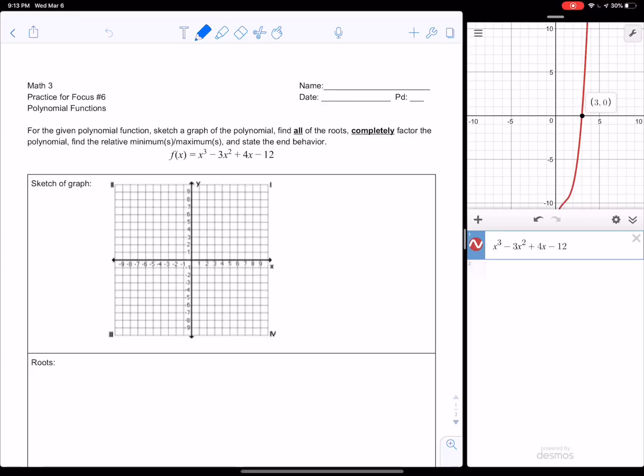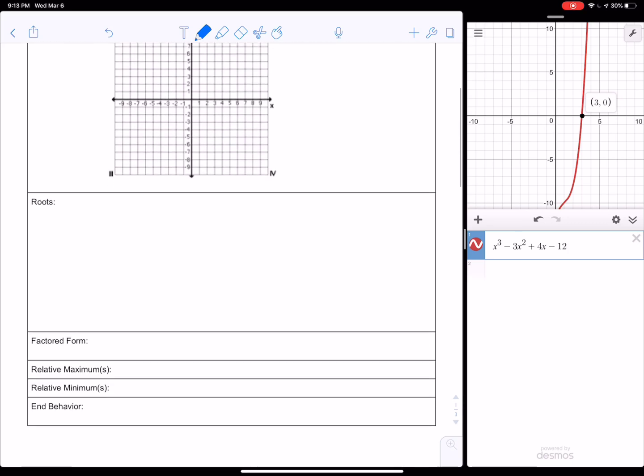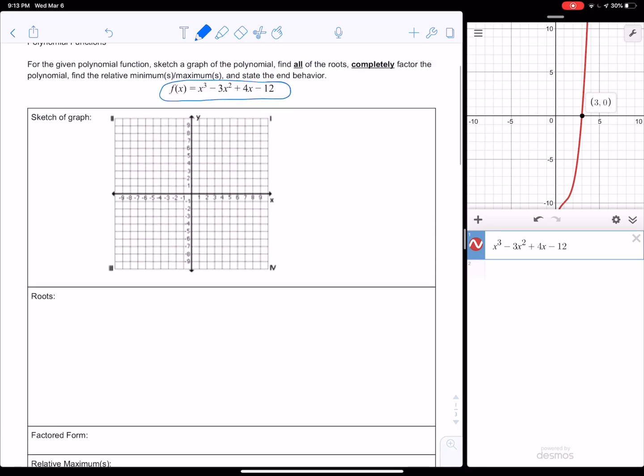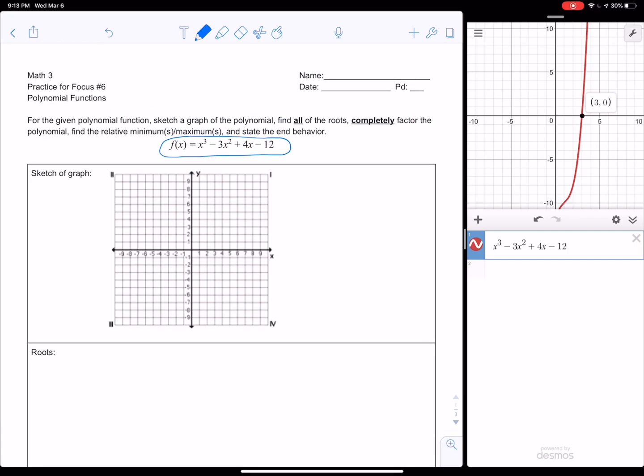In this video, we're going to do a practice for focus quiz number 6. This question on your quiz for focus 6 is based off of this main polynomial written at the top of your paper, and then we ask you to do different things with this polynomial. We're going to sketch the graph, find the roots, write it in factored form, pick out the relative max, the relative min, and discuss the end behavior, all related to that one polynomial at the top, and that is what the quiz will be like.